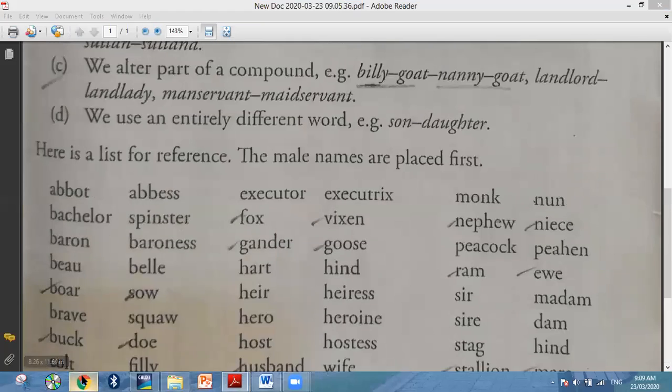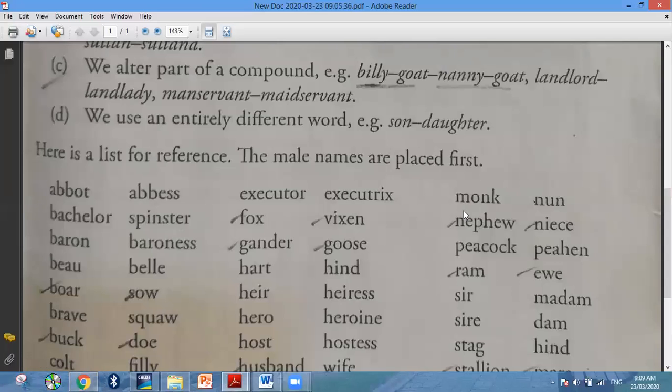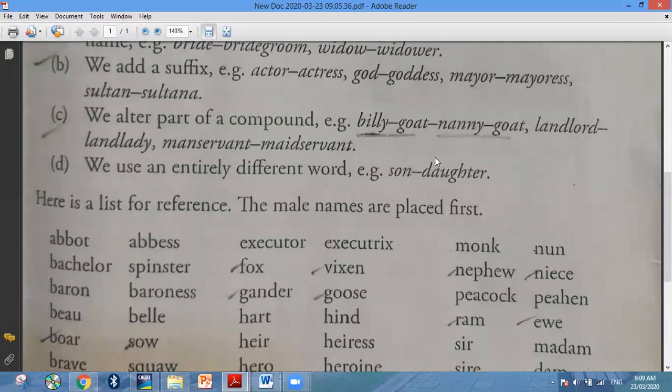Today's lesson is about masculine and feminine words in English. Okay. First of all, what does it mean, masculine and feminine words?